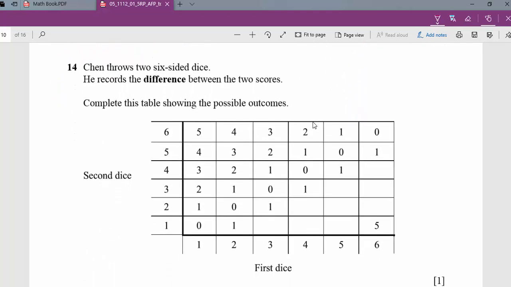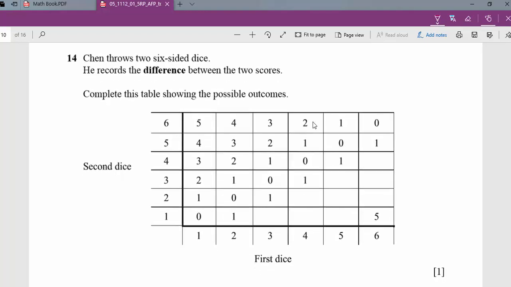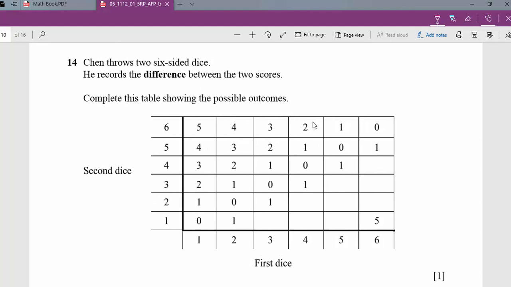Question 14. Shen throws 2 6-sided dice. He records the difference between the 2 scores. Complete this table showing the possible outcomes. So when he scores 1 on one of the dice and 6 on the other one, 6 minus 1 is 5. So 2 and 6 is 4, all the way to 6, 6 is 0. Now here, 5 and 6, the difference between them is 1.